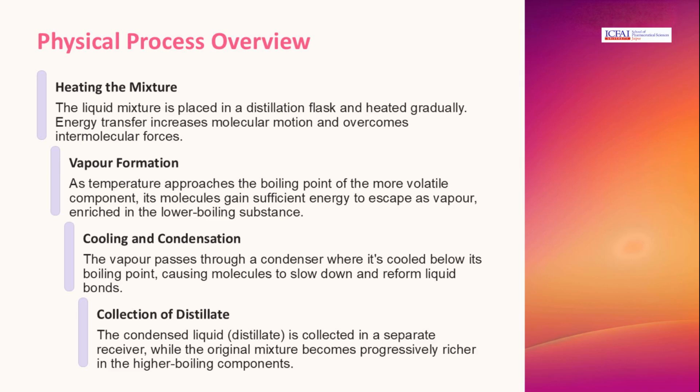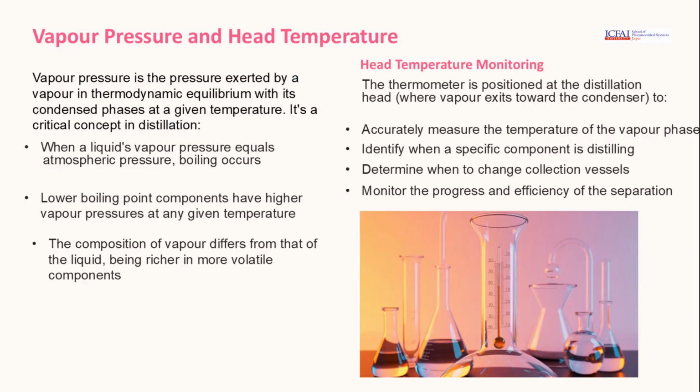The physical process of distillation begins with heating the mixture, increasing molecular motion and overcoming intermolecular forces. As the temperature approaches the boiling point, vapor formation occurs, followed by cooling and condensation. The condensed liquid is collected as distillate, while the original mixture becomes richer in higher boiling components. Vapor pressure plays a crucial role, with lower boiling point components having higher vapor pressures.